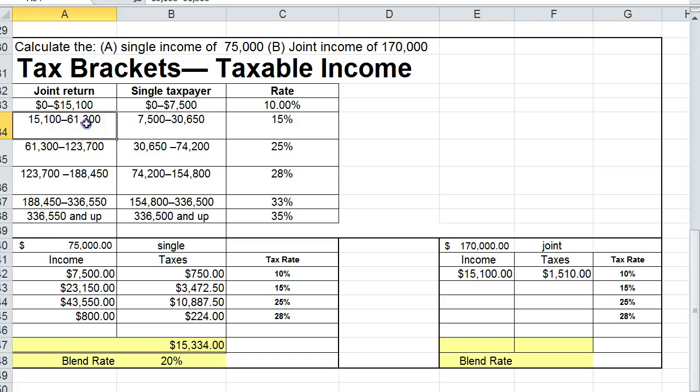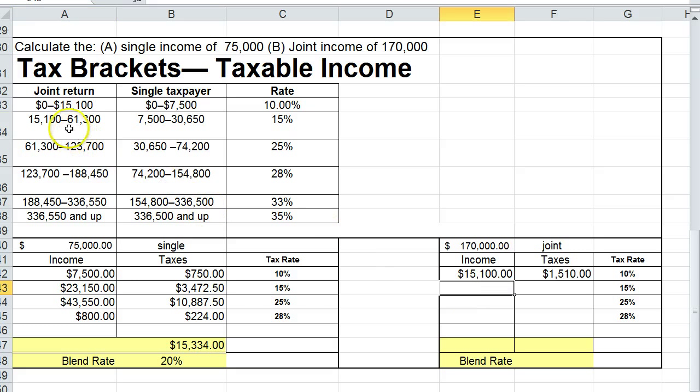But I graduate to the second bracket, so I know here I'm going to fill up the second bracket because it stops at 61,000. This goes to 123, so I'm definitely going to be in the third bracket, and I'll be in the 28% bracket, but I won't fill it completely because it ends at 188,000. I've only made 170,000, so this is going to be a partial fill. So the first thing I have to do is figure out how much money is in the second bracket.